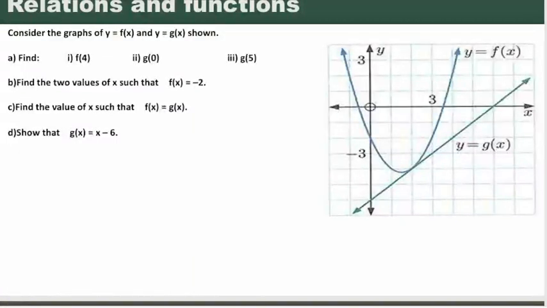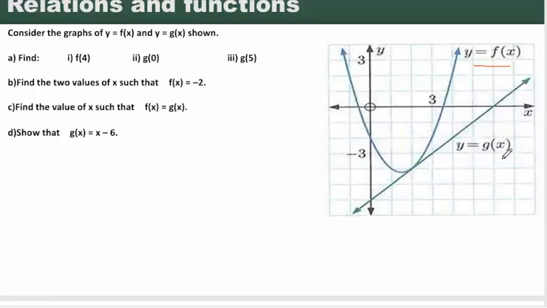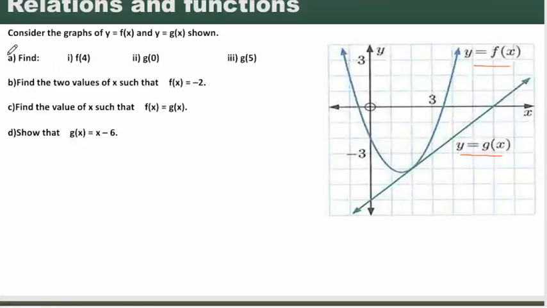In this question, let's consider the graphs of y equals f of x and y equals g of x shown. Here I have a parabola graph and a line graph. The upward parabola is f of x and the line is g of x. Part A asks: find f of 4.